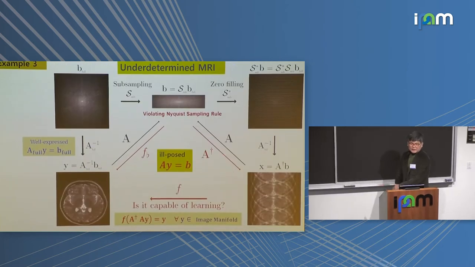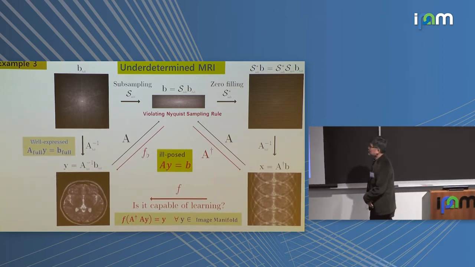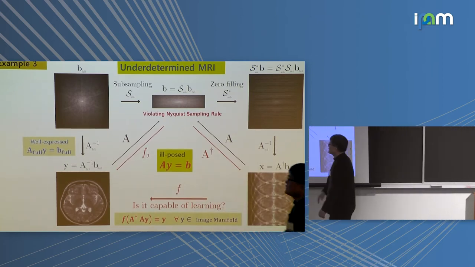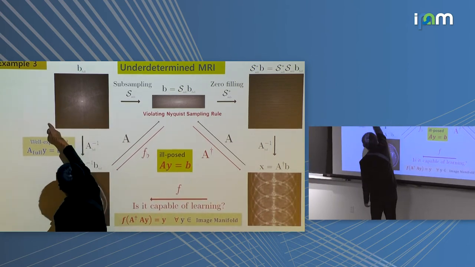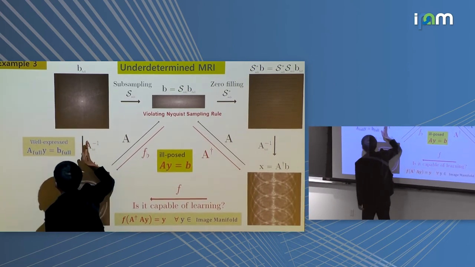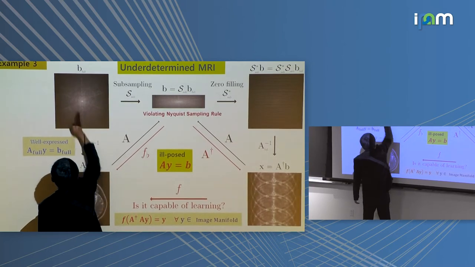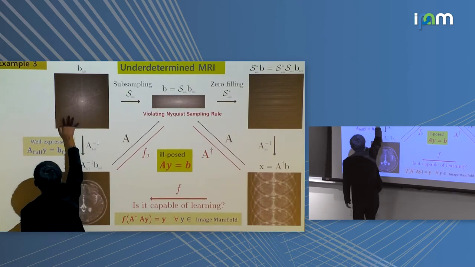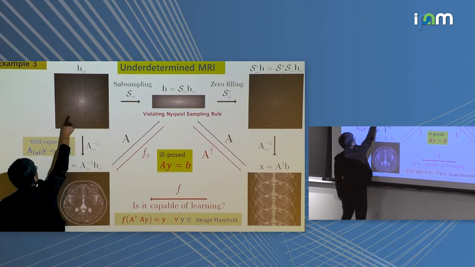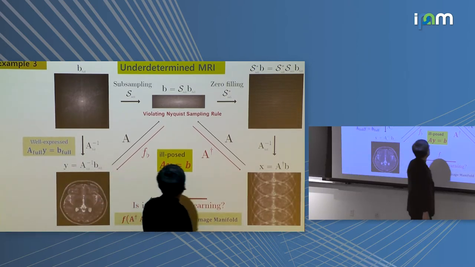And example three, undersampled MRI to reduce the acquisition time. This is a full sampling in the K-space, and this direction is the frequency encoding, and this part is phase encoding. So the acquisition time is proportional to the number of phase encodings.